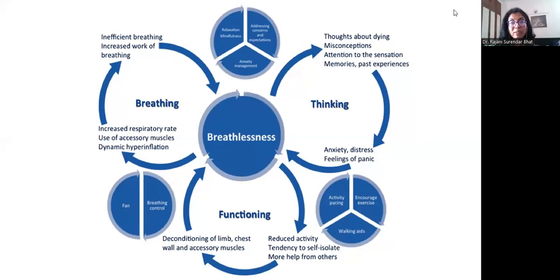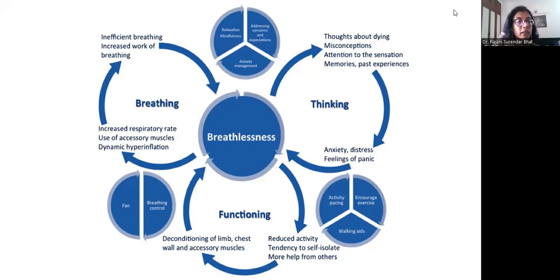So the way we help them do it is to break that chain of thought by saying, I know the techniques to get out of it. I know the breathing techniques to help me get over it. This has happened to me before. I got better before. I will get better again. So we'll teach them how to break that cycle of anticipatory breathlessness, anxiety, and panic-stricken thoughts that will worsen the breathlessness. The third piece is functioning, very important.